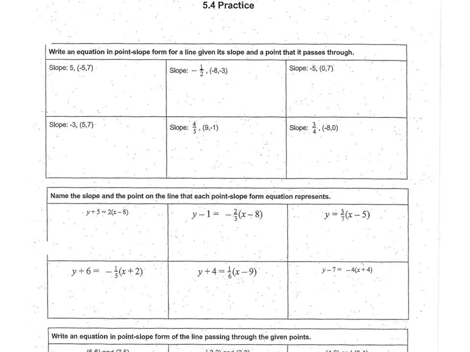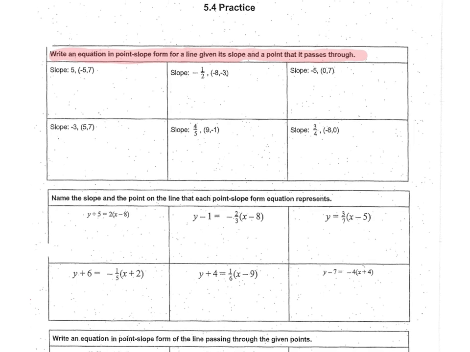All right, so in this video, we're going to do some practice problems on pages 16, 17, and 18. If we take a look at the first set of directions, it says write an equation in point-slope form for a line given the slope and a point that it passes through. This is a good review of the point-slope form that we started talking about in our previous lesson.